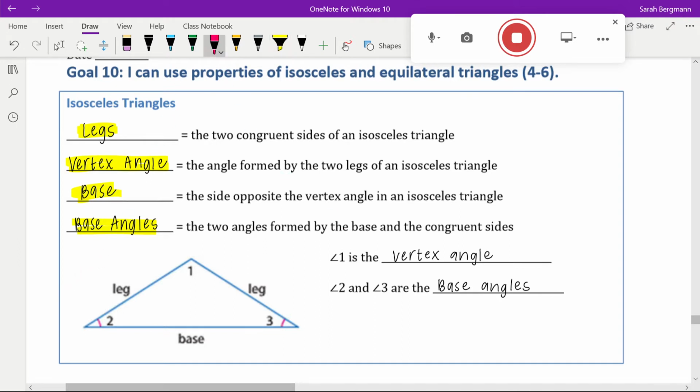So for example, in this picture, the legs are the congruent sides. The base angles would be 2 and 3. And angle 1, the angle across from the base, is known as the vertex angle.